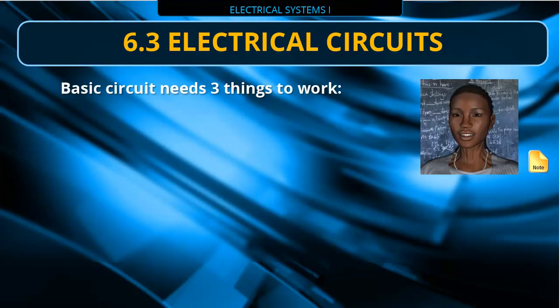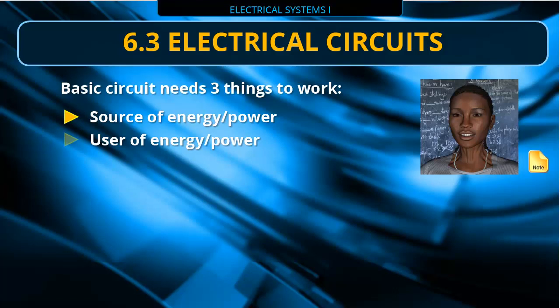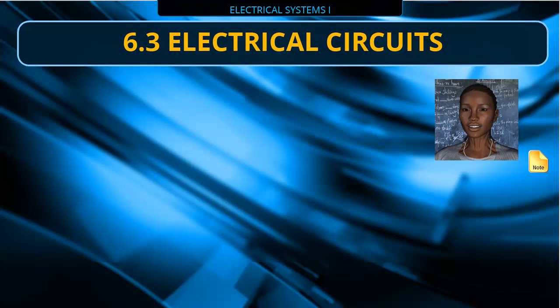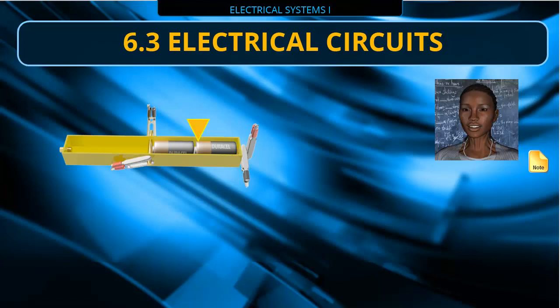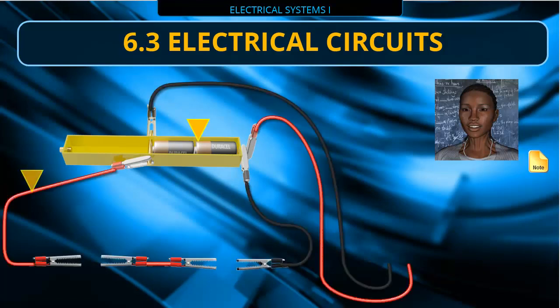A circuit needs three things: a source of energy, a user of that energy, and a carrier for the energy. Here is an example of the most simple circuit. It consists of two torch cells connected in series, conducting wires, a light bulb, and a switch.